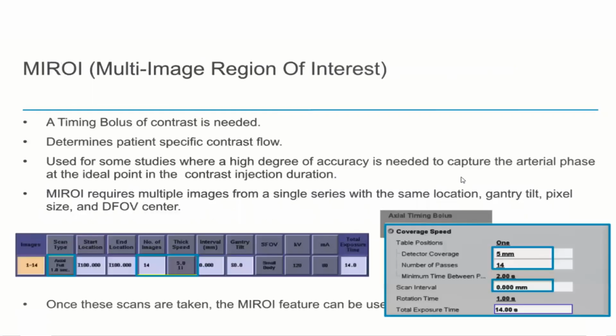So Miroi can be useful when you need a high degree of accuracy to capture the arterial phase at the optimal point in time. This can be very patient dependent, and Miroi will give you accurate timings for specific patient cardiac outputs. Miroi needs multiple images at the same location, matrix and field of view within a single series. So once you've taken those scans, the Miroi feature can be used.